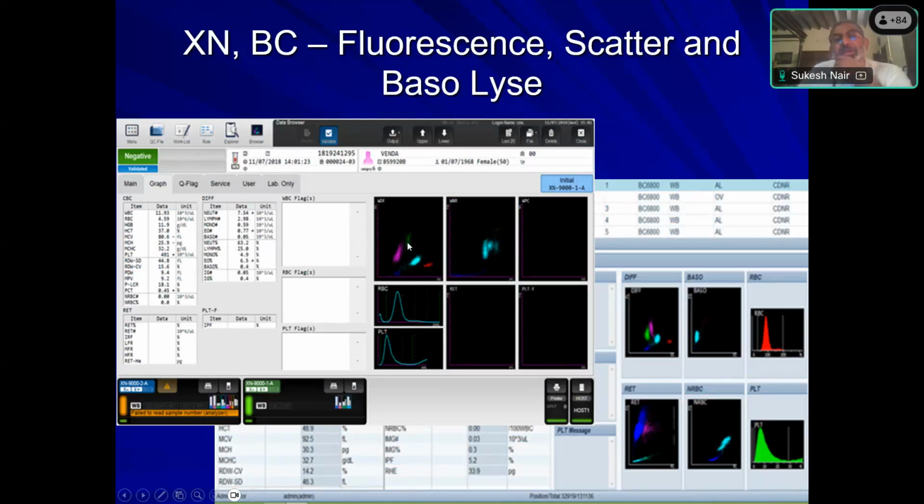Now, to identify basophils, they have an individual parameter, which is based on the fact that basophils contain the most acidic substance in our body.